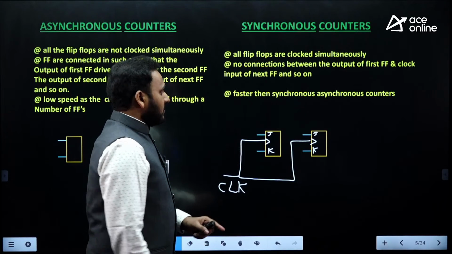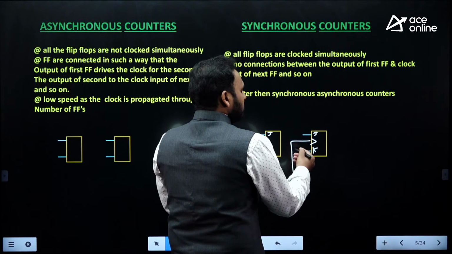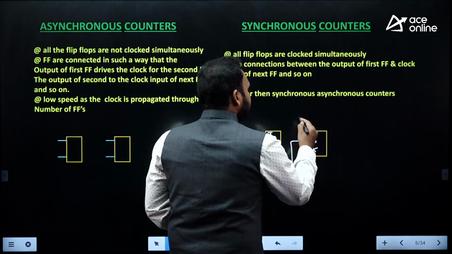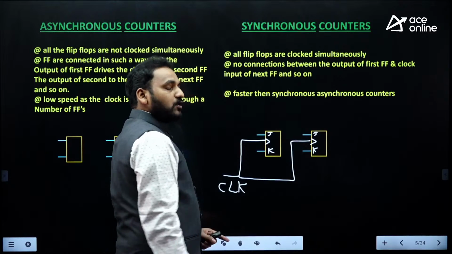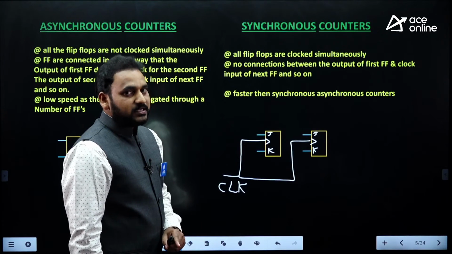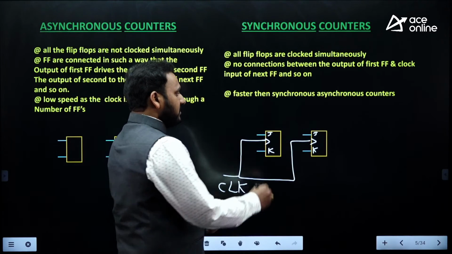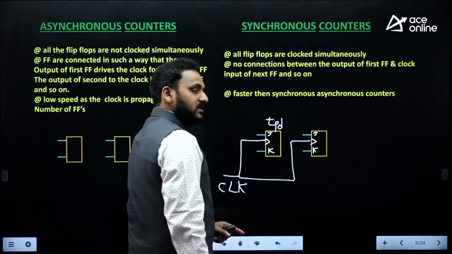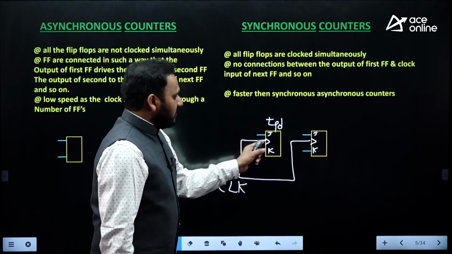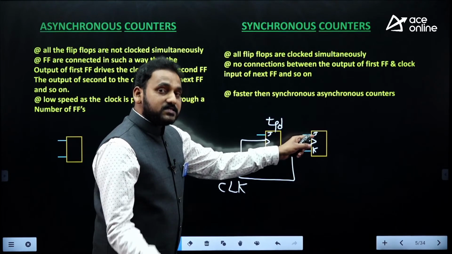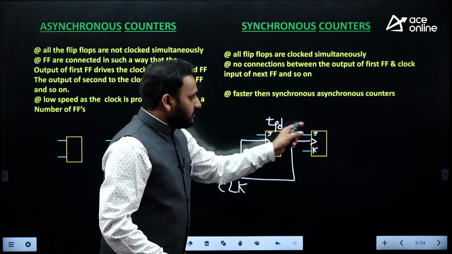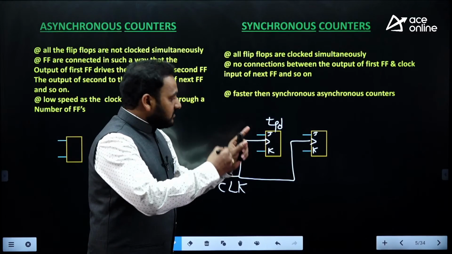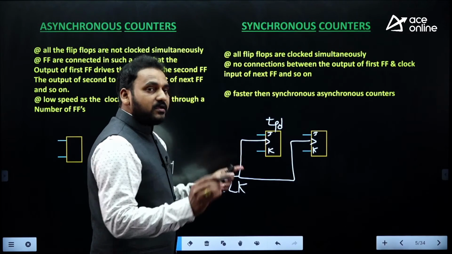So if you consider only the flip-flops in the counter, I can say if I give the trigger, within TPD units of time every flip-flop will update its output. TPD stands for the propagation delay of each flip-flop. Assuming that the flip-flops have the same propagation delay, once you give the trigger simultaneously, the output will be ready within TPD units of time.